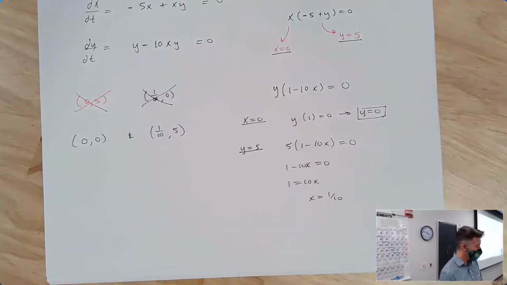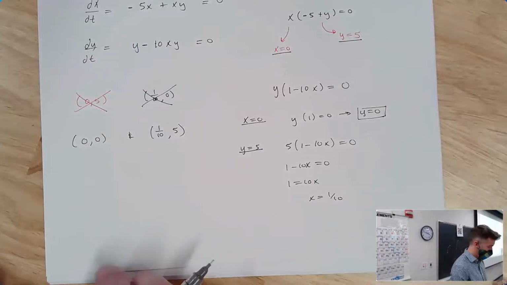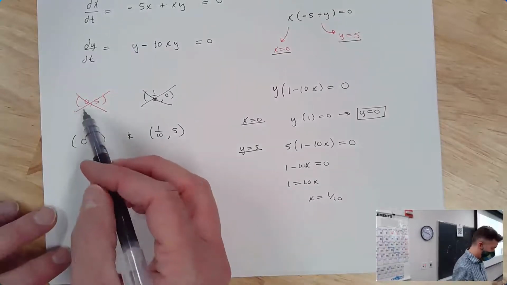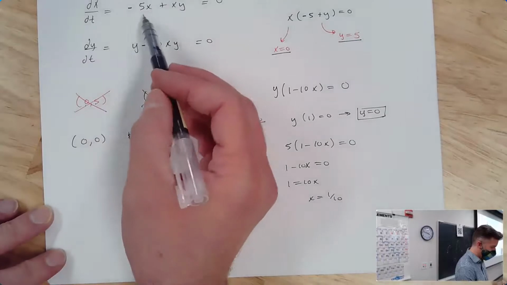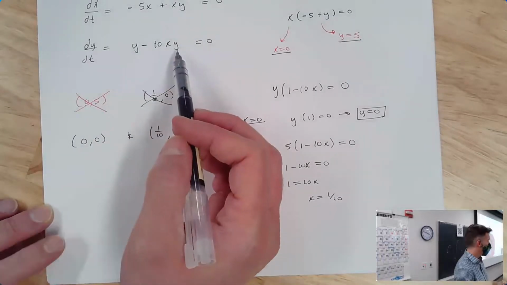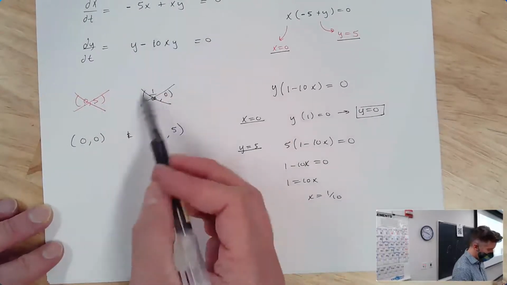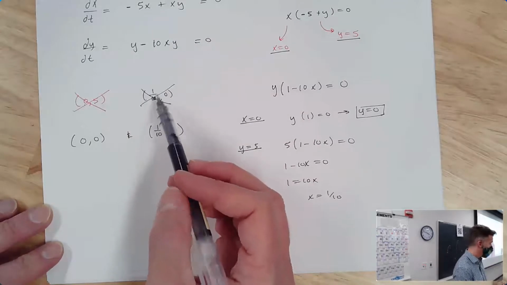Those don't work for both equations at the same time. And if you're not sure about that, try plugging them in. Try plugging in x equal to 0 and y equal to 5 into this equation and this equation. One of them won't be 0. And do it for this one as well. One of them won't be 0.